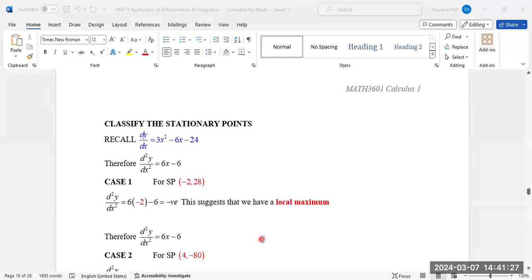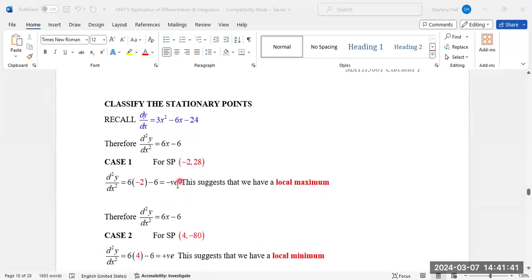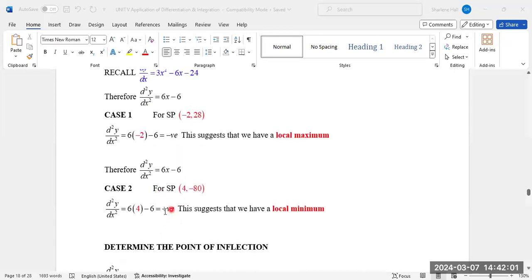All right, so what you're saying is negative 18 here, right, Tanisha? Yes, sir. You don't need to give me that. You notice here, I don't even have the negative 18. I'm just interested that it's a negative value. Once it's negative, it's going to be a local maximum, and once it is positive, it's going to be a local minimum. So I didn't even put the answer right here. But you agree with me with that point, all right?